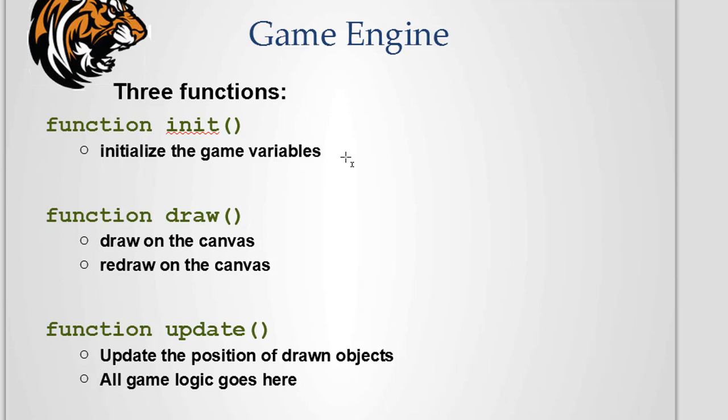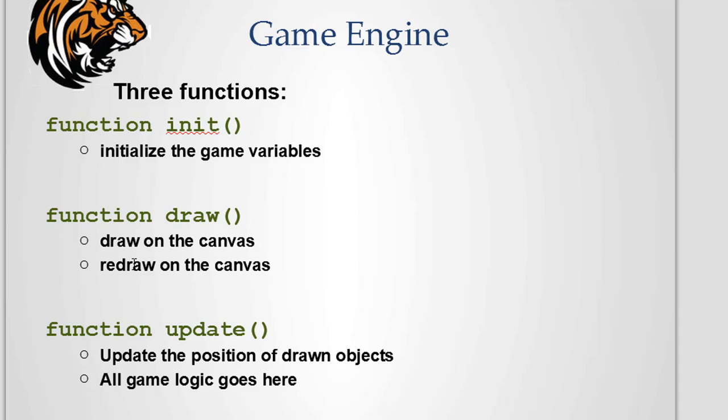The init function is where we're going to initialize the game variables. Init is only called once at the beginning of the game. Then init will call draw. And draw is where we draw everything on the canvas. And also, importantly, it's where we redraw things on the canvas, draw and redraw. And you'll see how that works in a minute.